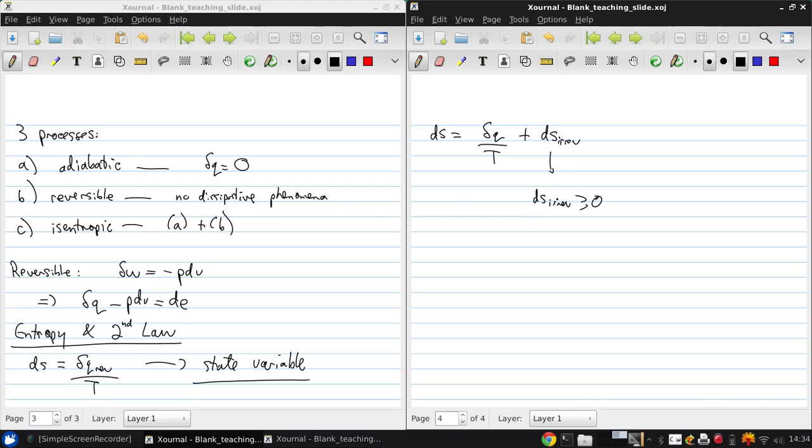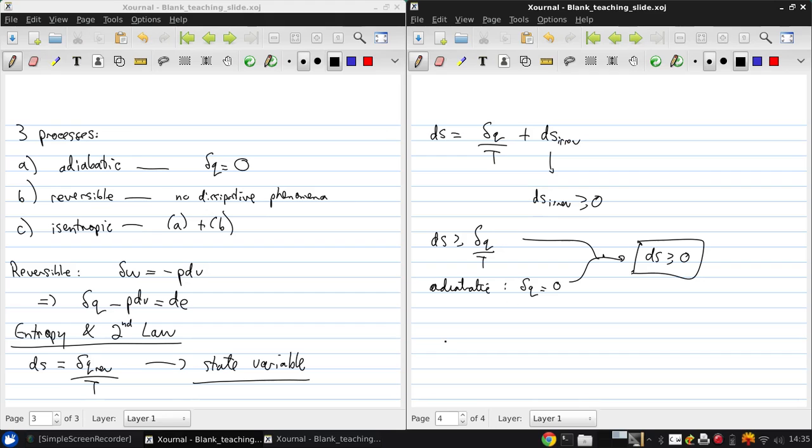Now, if we combine these equations, which basically say that dS is greater than or equal to delta Q over T, and if we have an adiabatic process for which delta Q is zero, this says that dS is greater than or equal to zero, which is essentially a way of expressing the second law.